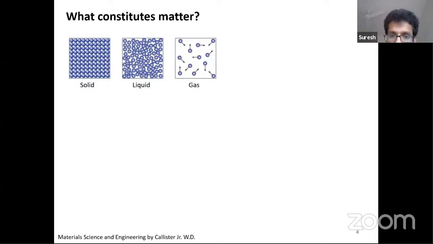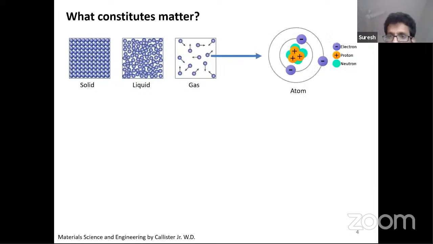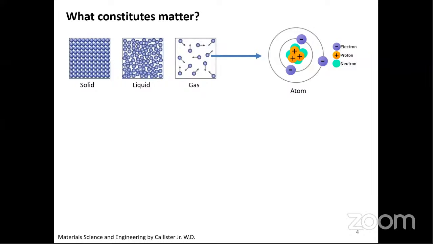For example, if you take solid, they're very closely packed, right? In case of liquid, they're not that close. In case of gas, they are very far apart. So that changes their structure, their properties, and entire properties of the material, right? So what the atoms consist of, everyone knows, it has electrons, protons, neutrons, right? Electrons are revolving around the nucleus, right?